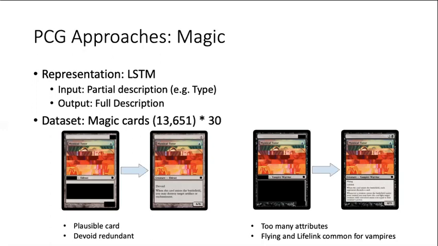And so too many attributes to make it a likely card that somebody would play. Flying and lifelink are common for vampires, but there is a discard ability in there that is not so common for vampires, but is related to this idea of vampires using black abilities.